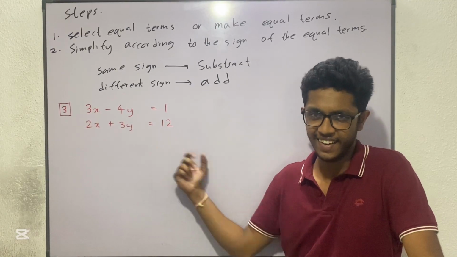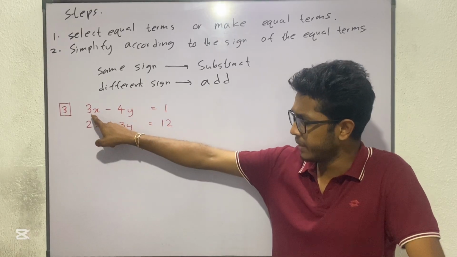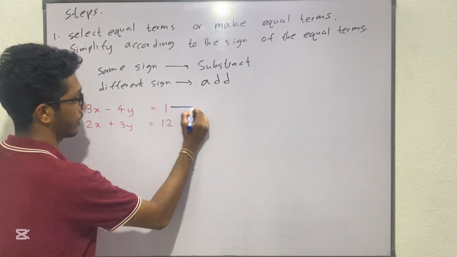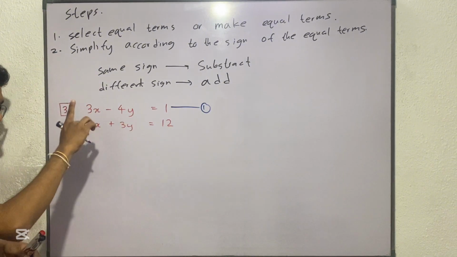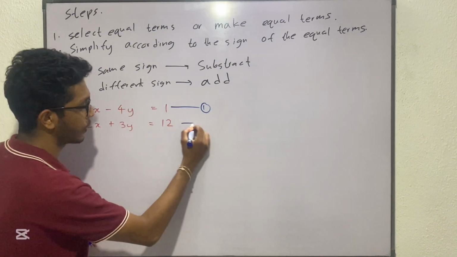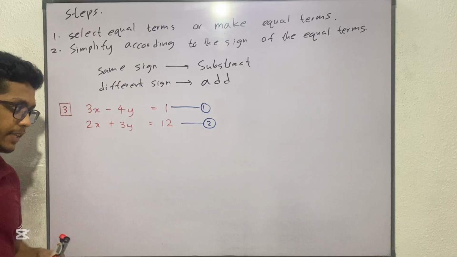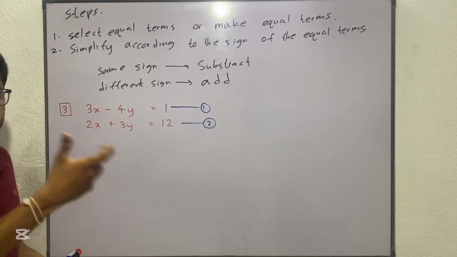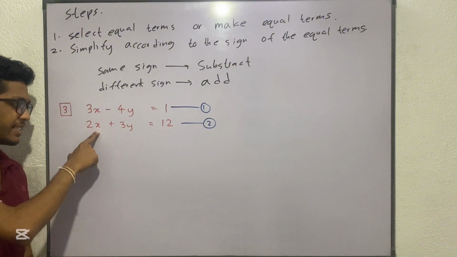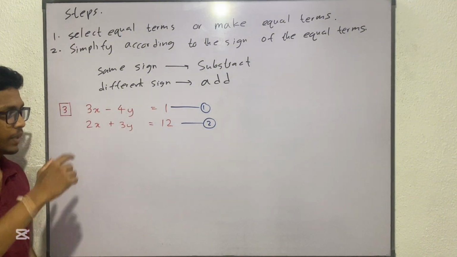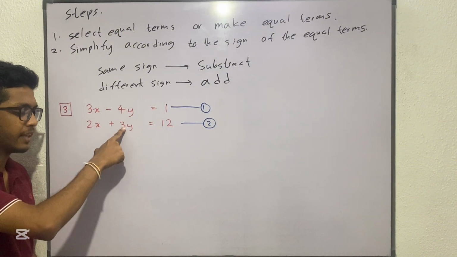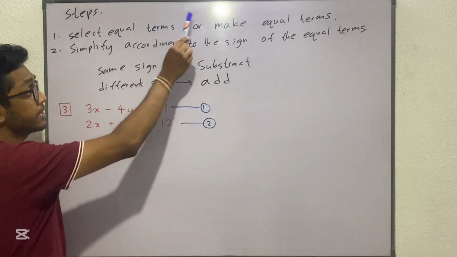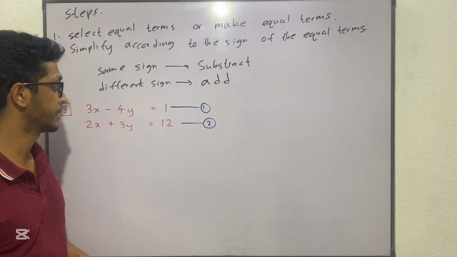This is my third example. My first equation is 3x minus 4y equals 1. And my second equation, 2x plus 3y equals 12. In this part, my first step is to select equal terms or to make equal terms. If I consider x terms, they are not equal. If I consider y terms, 4y, 3y, y terms are also not equal. So if I can't select equal terms, I have to make equal terms.